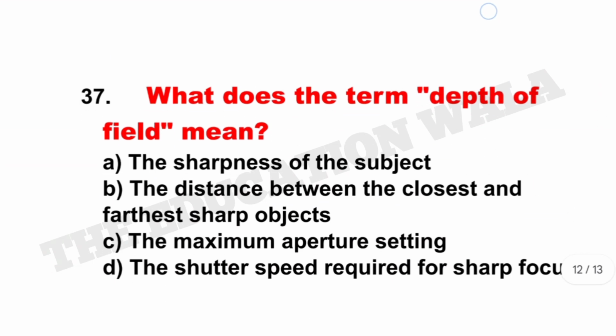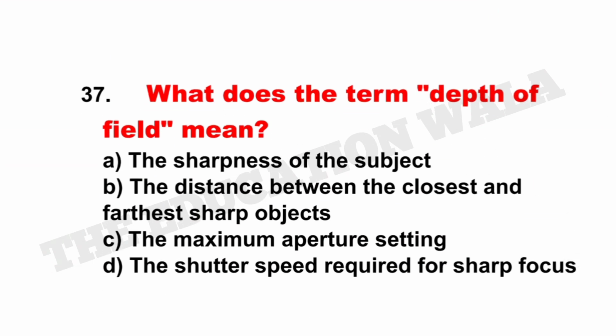Question number 37. What does the term depth of field mean? Option A, the sharpness of the subject. Option B, the distance between the closest and the farthest sharp objects. Option C, the maximum aperture setting. Option D, the shutter speed required for sharp focus. Right answer is option B, the distance between the closest and farthest sharp objects.